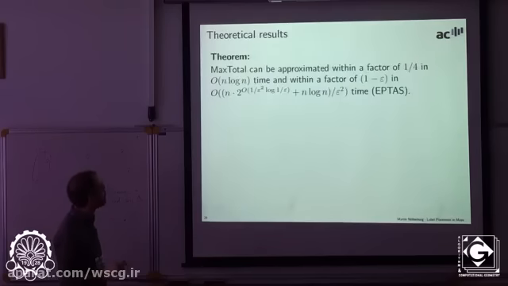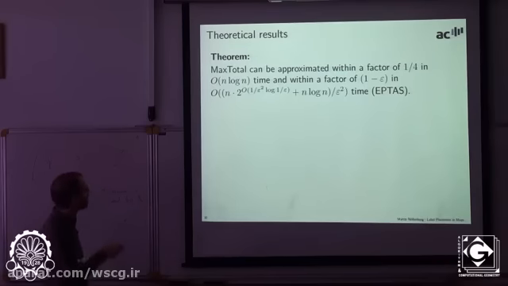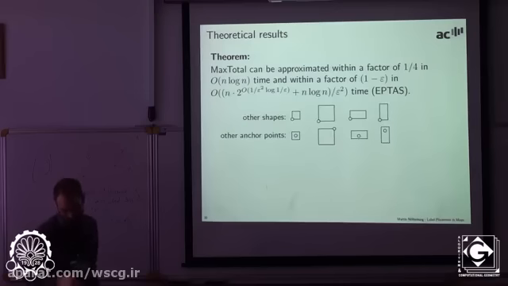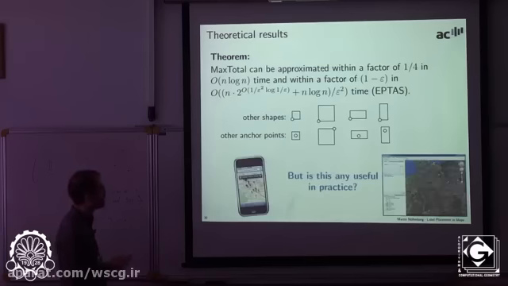Okay, so this is basically the theoretical result, that we can have a 1/4 approximation in n log n time. If you want to have a PTAS, you need to spend more time. And let me just say that the same idea also works for other shapes, as long as they are uniform. We require that they're all the same size. And it also doesn't matter whether you rotate around the corner or the center of the rectangle. The same idea still works.